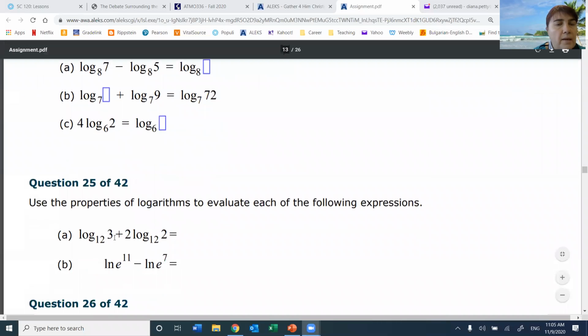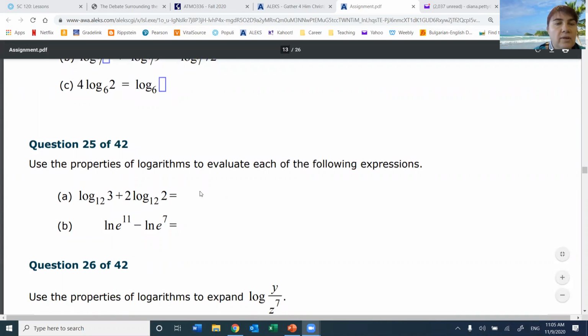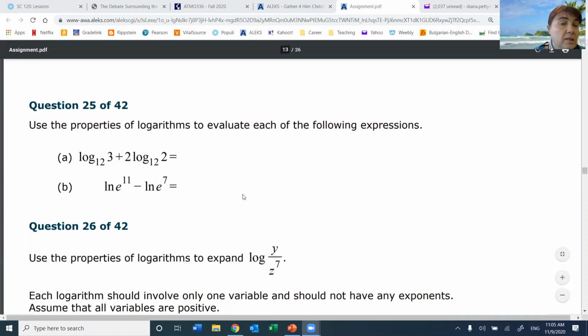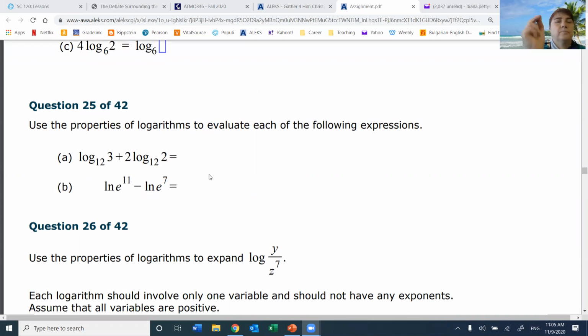Okay, let's see how easy. This is the nice one. Use the properties of logarithm 25 to evaluate. Well, what would this be? Don't forget you need to put the 2 inside before you combine them. 2 times 2 is 4. No, 2 squared is 4. Is this 4, right? Yeah, look at that. So what will be the value of that?